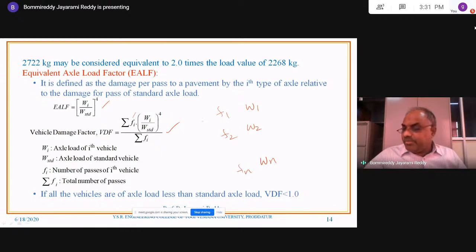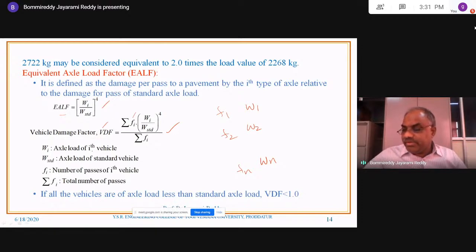So like that, how many vehicles are passing and what is their weight, that is the data here. Basing on this, we can find out the vehicle damage factor. If only a single vehicle is passing, the equivalency factor is called the damage factor for only one vehicle. But here several vehicles are there with different magnitudes of axle loads or wheel loads, and accordingly we can find out the vehicle damage factor.